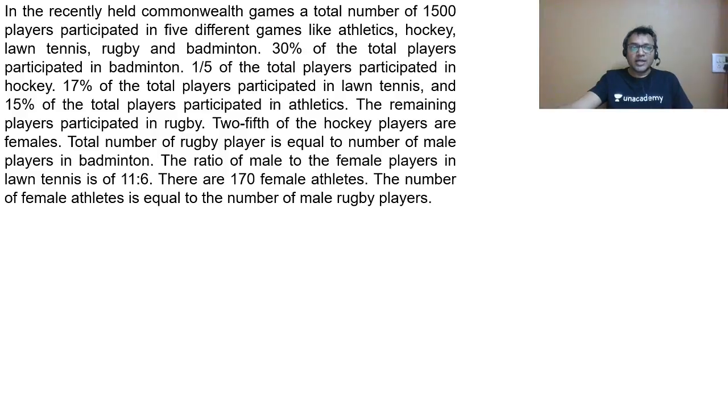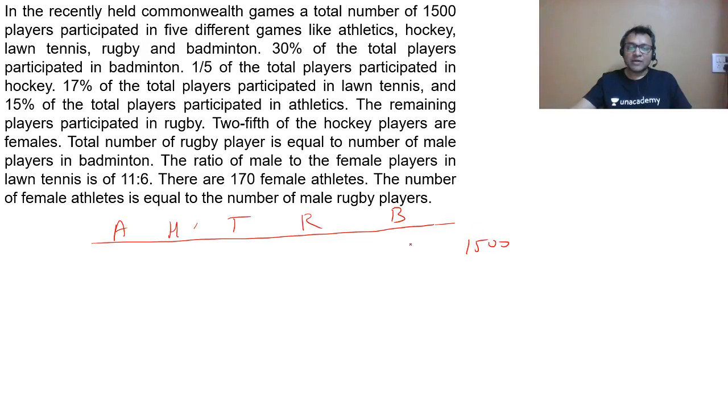In a recently held Commonwealth Games, a total of 1500 players participate in 5 different games: athletics, hockey, lawn tennis, rugby and badminton. So total 1500 players. 30% of total players participate in badminton. So 1500, 10% is 150, so 30% will become 450. 1/5 of total players participate in hockey. So 1/5 is 20%, which is 300.